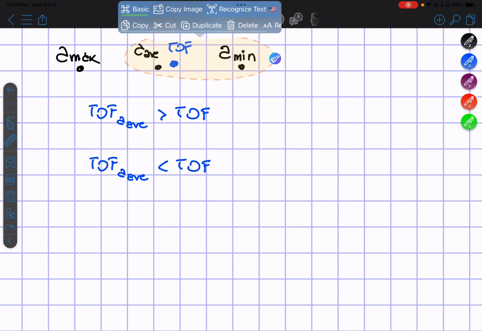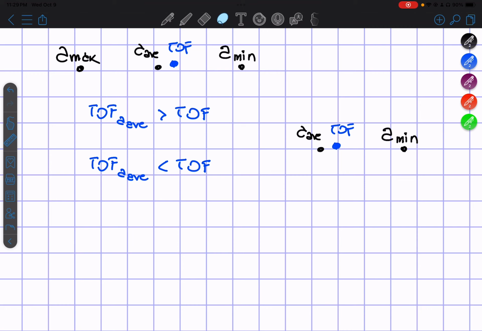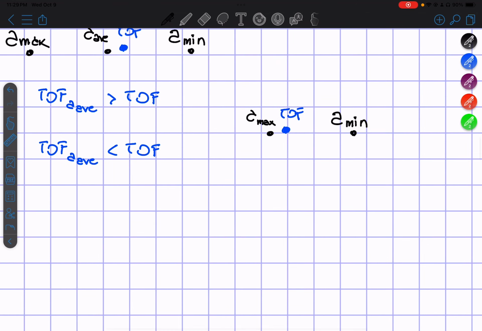So in this case, we're going to take this. Our new time of flight will end up being our A average, which will end up being our A max. And then we're going to find the new A average, which is in here, and we're going to find the time of flight for this new A average. So TOF for A average.